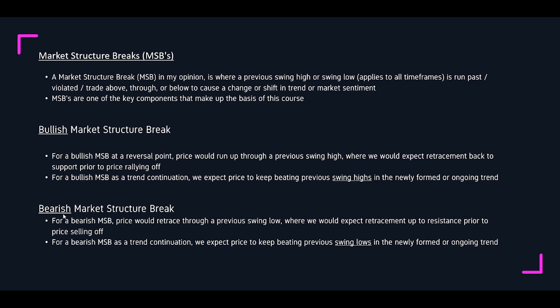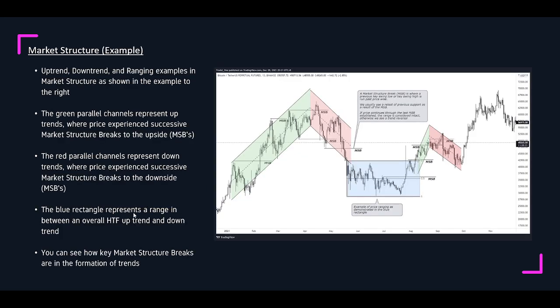And the opposite is true for bearish market structure. So for a bearish market structure break, price would retrace through a previous swing low where we would then expect retracement up to resistance prior to price selling off. So for a bearish market structure break as trend continuation, you will just be expecting to beat swing lows. And we'll take a look now.